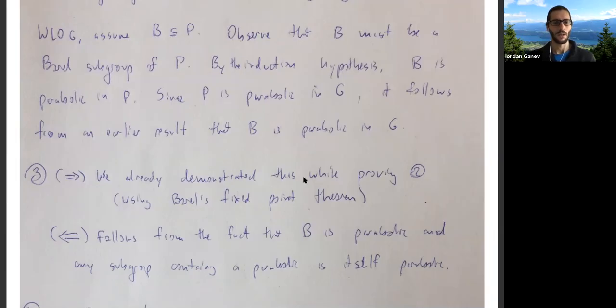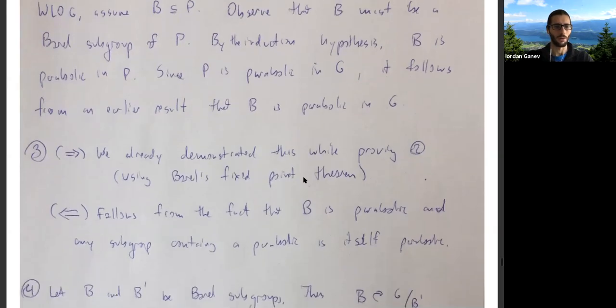And what about the other way? Here we need to show that if a subgroup contains a Borel subgroup, then it's parabolic. But any subgroup containing a parabolic subgroup is itself parabolic, and we just showed that B is parabolic, so that subgroup is parabolic. Hopefully that makes some sense, but it's pretty straightforward.